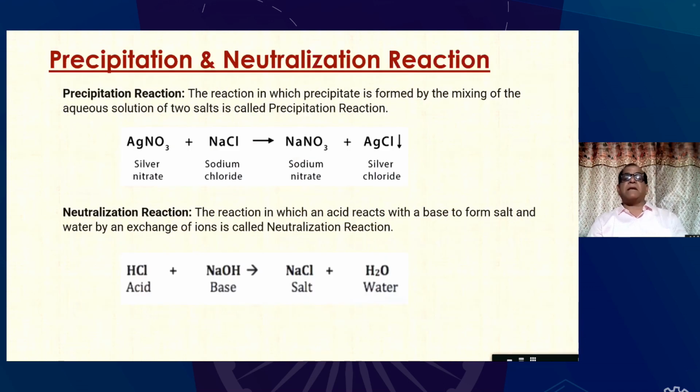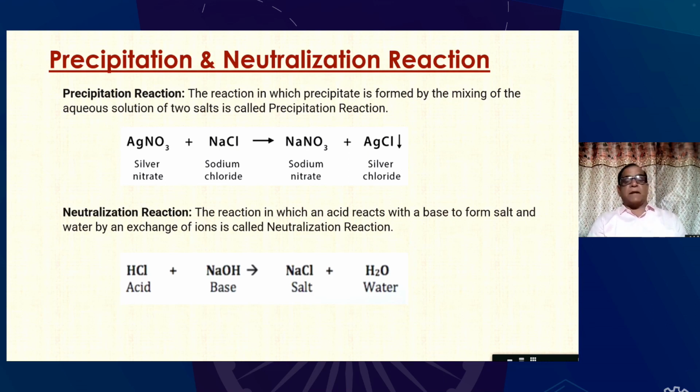Now, what are precipitation reactions? The reactions in which a precipitate is formed by mixing aqueous solutions of two salts are known as precipitation reactions. For example, when silver nitrate reacts with sodium chloride, it leads to the formation of sodium nitrate and silver chloride. That is, a precipitate of silver chloride is formed. These types of reactions are known as precipitation reactions.